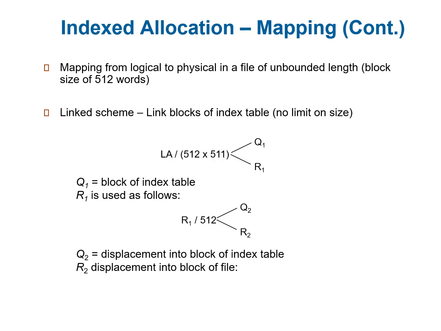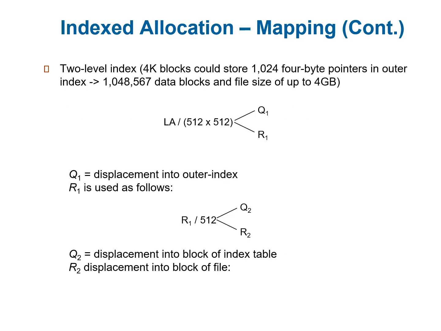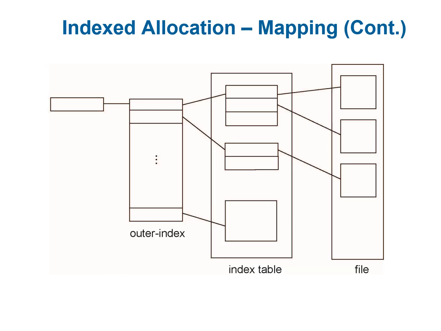And we have to map it using the block of the index table. So this is a two-level indexing. We are going to have an index for index. That's what the two levels of index are all about. So this is what we have, outer index and inner index.